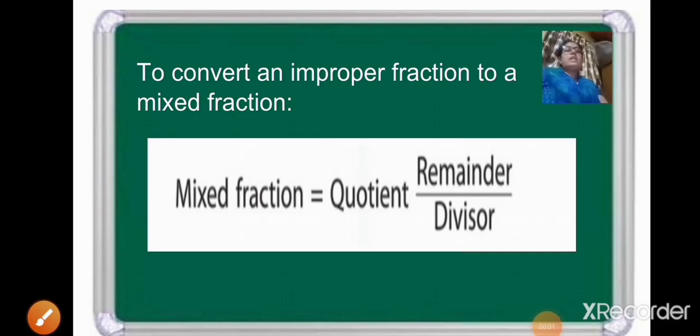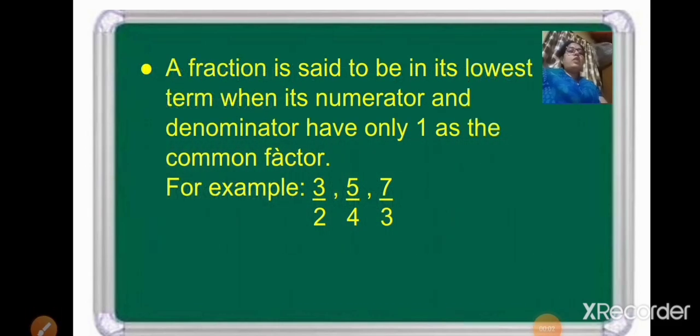Okay, coming to the next one. A fraction is said to be in its lowest term when its numerator and denominator have only 1 as the common factor. Now here in the example, 3 upon 2, 5 upon 4 and 7 upon 3, the numerator and the denominator have only 1 as the common factor. They do not have any other common factor. Such fractions are said to be in their lowest term.